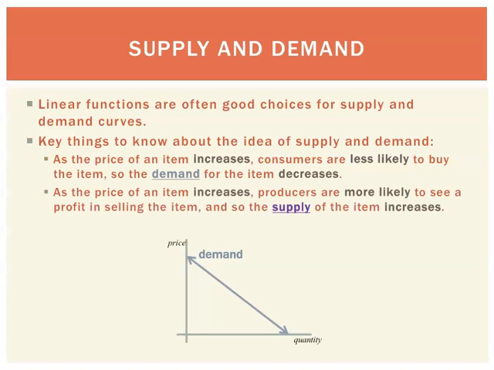Now when we talk about the supply, as the price of an item increases, producers, so this is on the other end. The first end, the demand, is on the consumer end. The supply end is on the producer end.